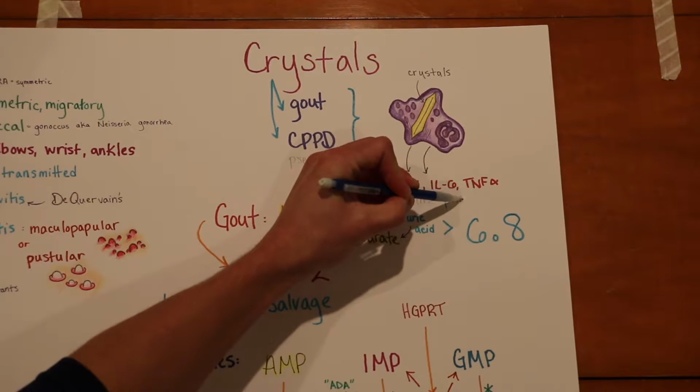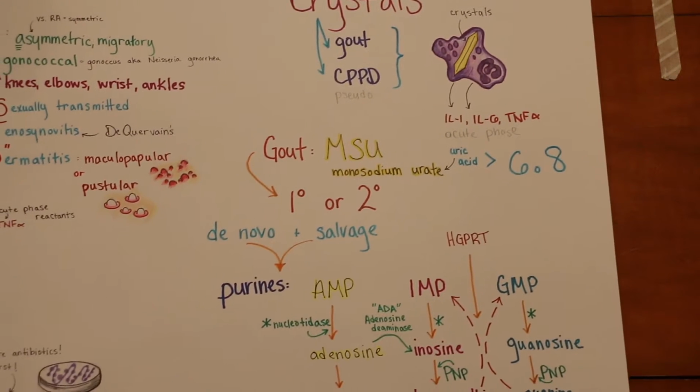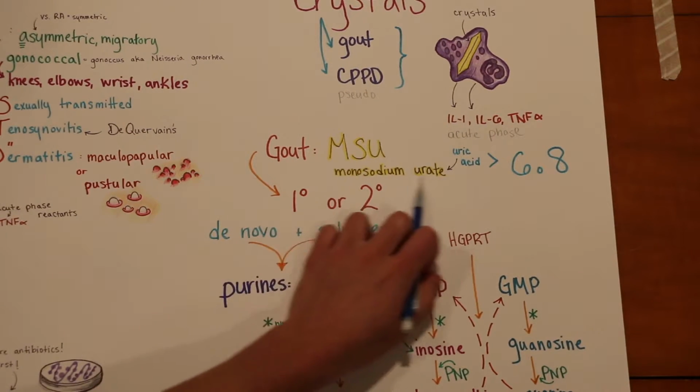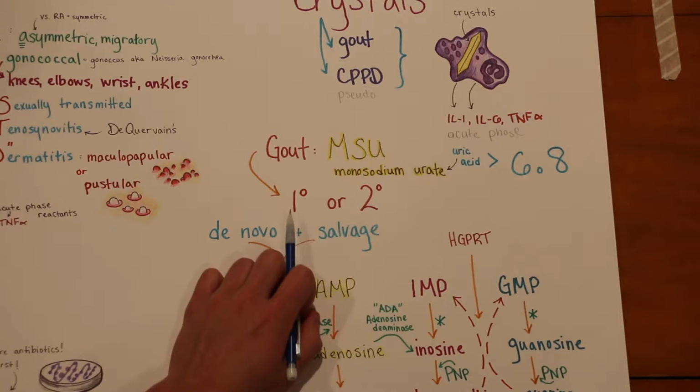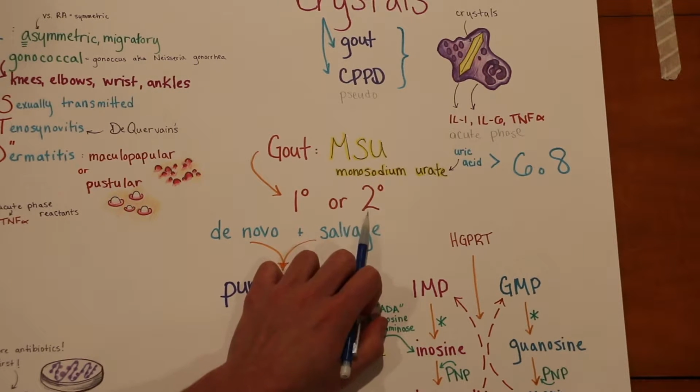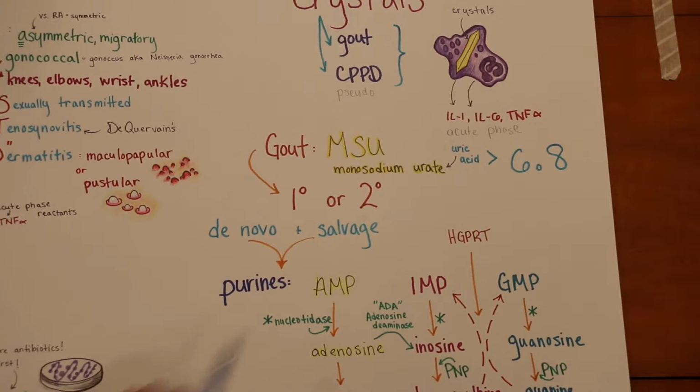So let's start with gout. Gout is a disease of acute flares of inflammatory arthritis due to monosodium urate crystals in and around joints. This can be a primary process where the arthritis predominates, or it can be a secondary cause of secondary gout, for example, due to another pathology like increased cell turnover in leukemias and lymphomas. Central to gout is hyperuricemia.